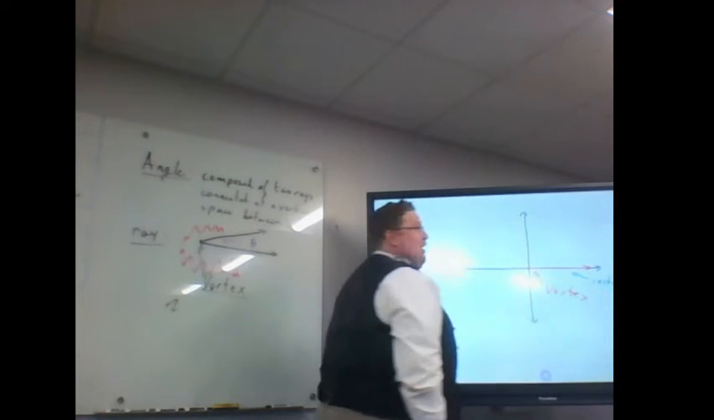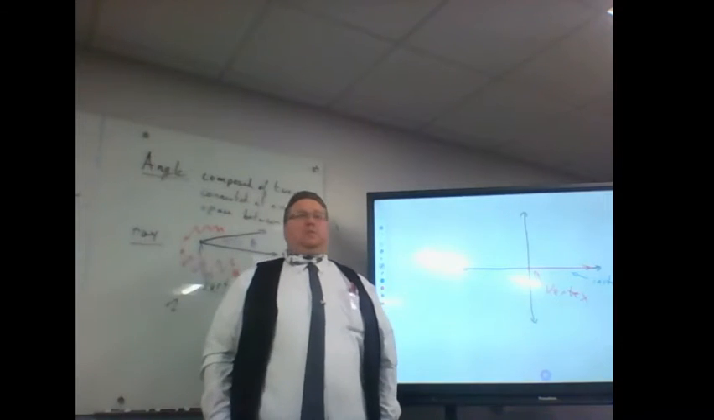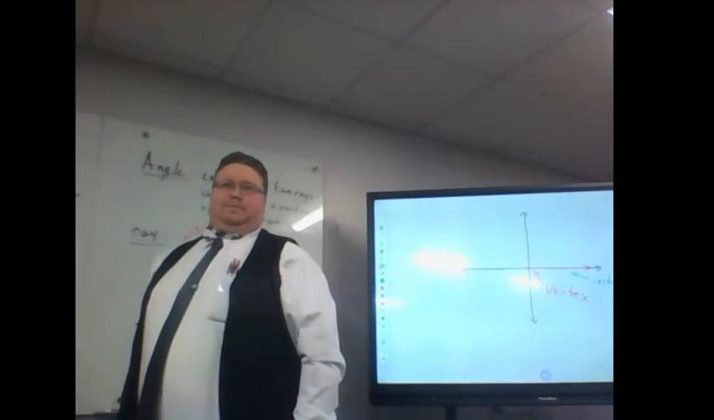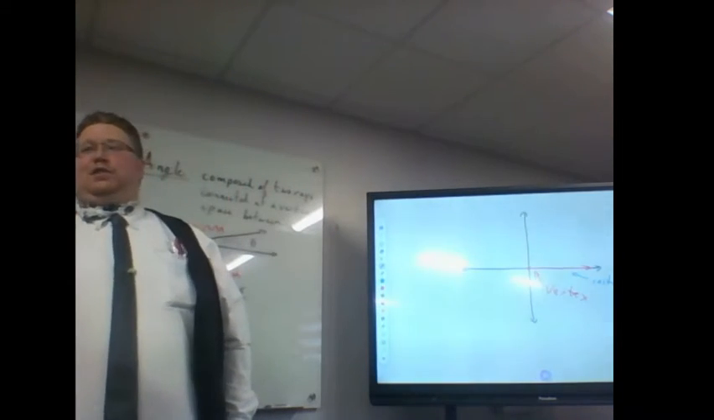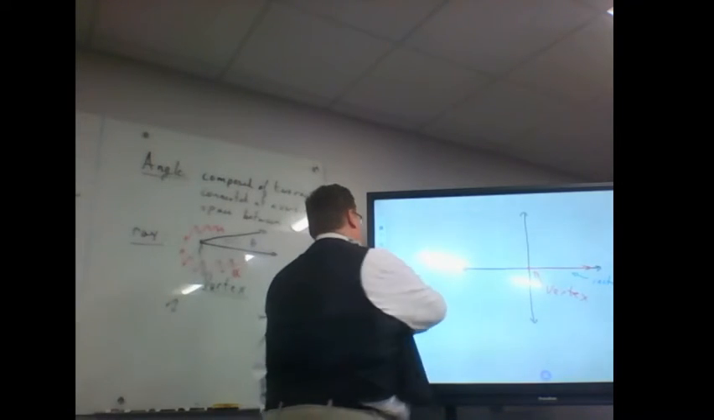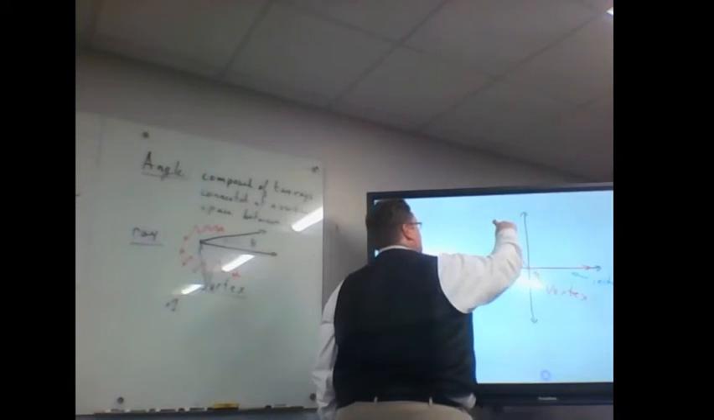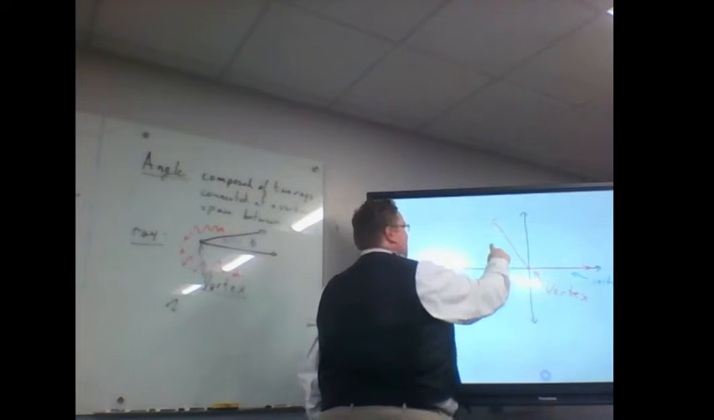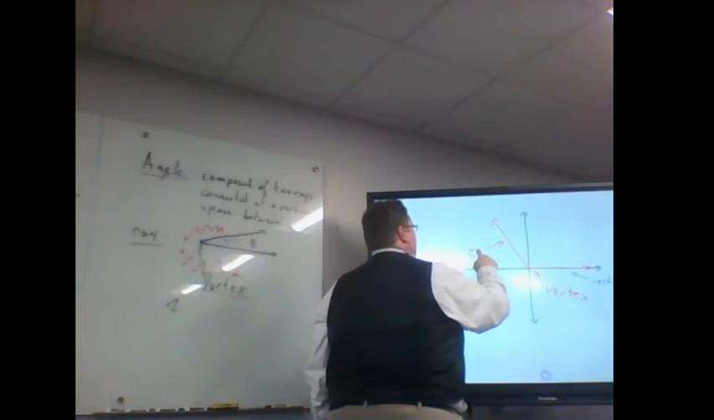Why is it called the initial side? Because it's where we started. Initial means starting place. Where the angle ends has a name as well, it is called the terminal side. So if the angle goes up in here and to the left, this is called the terminal side.